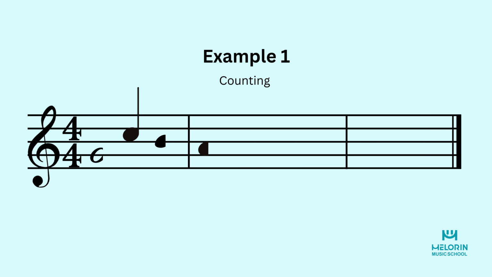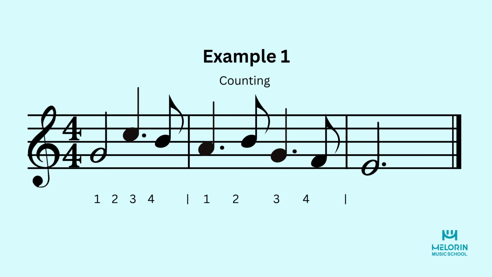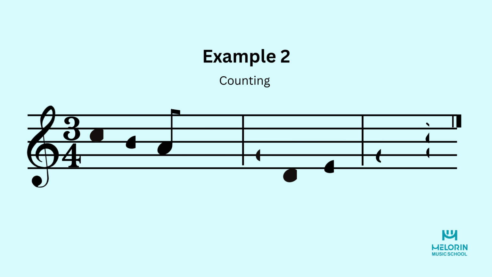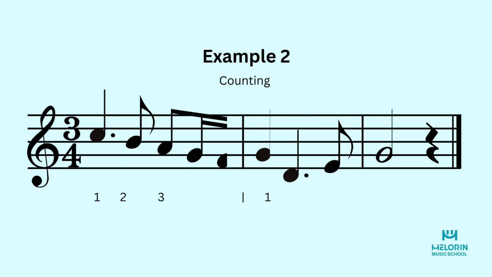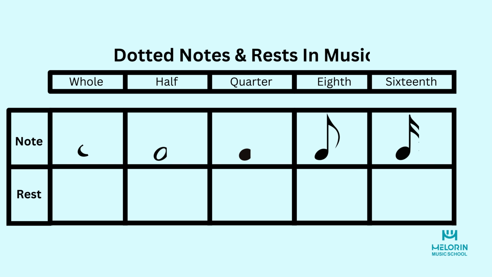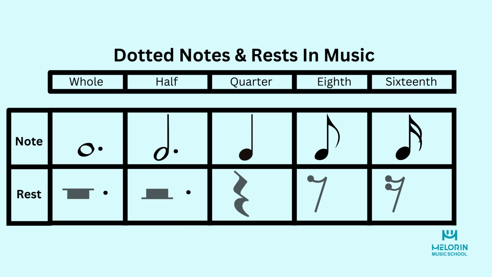Example 1. 3 measures of the dotted quarter and half notes in 4/4 time signature. Example 2. 3 measures of the dotted quarter and half notes in 3/4 time signature. The dot functions the same for rests, adds 1/2 the value of the original value.